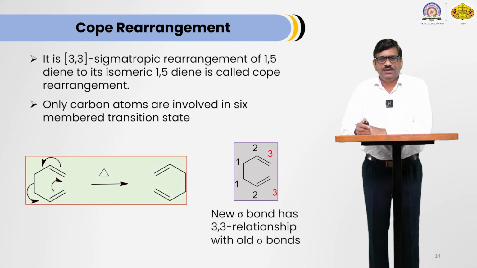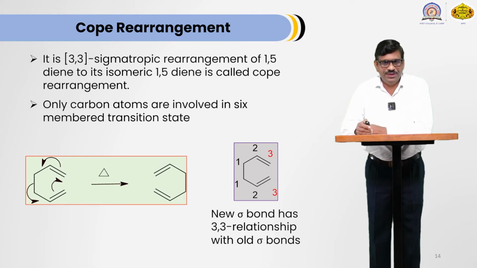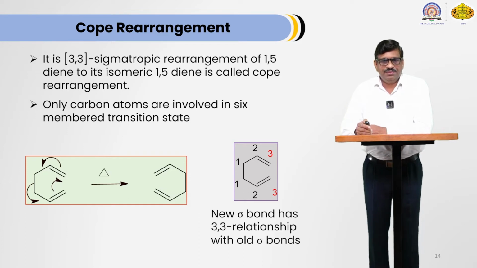Cope rearrangement is another sigmatropic rearrangement. It is also a 3,3 sigmatropic rearrangement. A 1,5-diene is converted to its isomeric 1,5-diene, and this is called Cope rearrangement. Only carbon atoms are involved in Cope rearrangement.